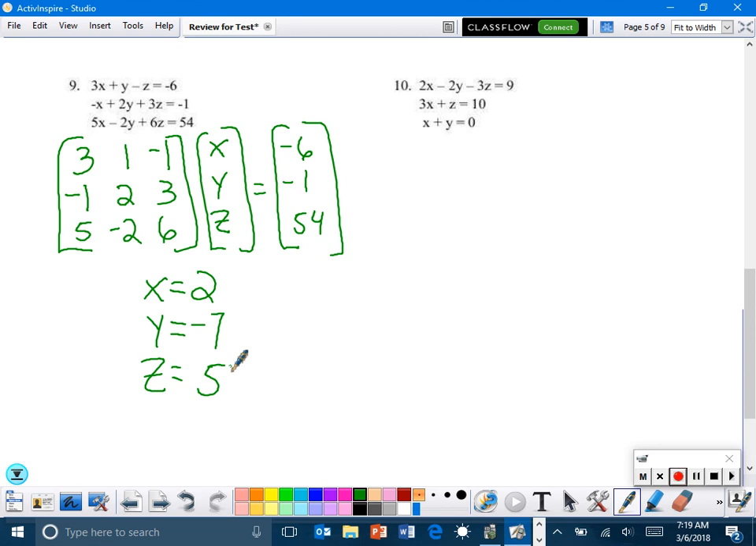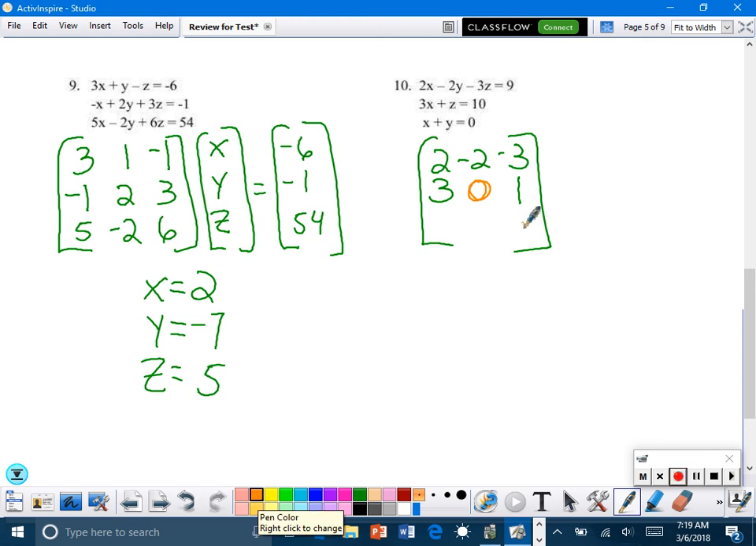All right, now number 10, you got to be really, really careful with. Okay, the top row, 2, -2, -3. Now the middle row, there is a letter missing. The letter Y is missing. So because the letter Y is missing, the 0 needs to go where the letter Y is. All right, the 3 here and the 1 there. In the third row, the letter Z is missing. So since Z is missing, the 0 has to go right there. All right, 1, 1.